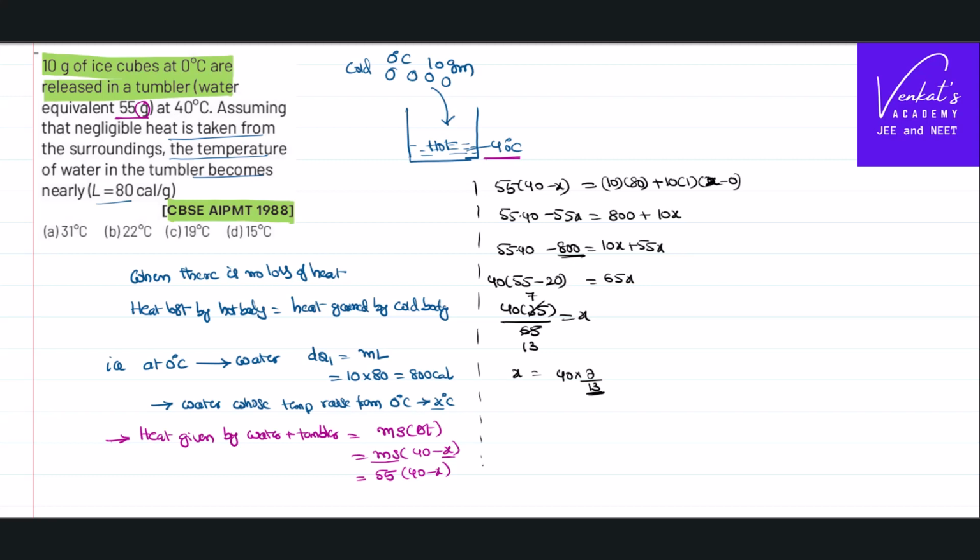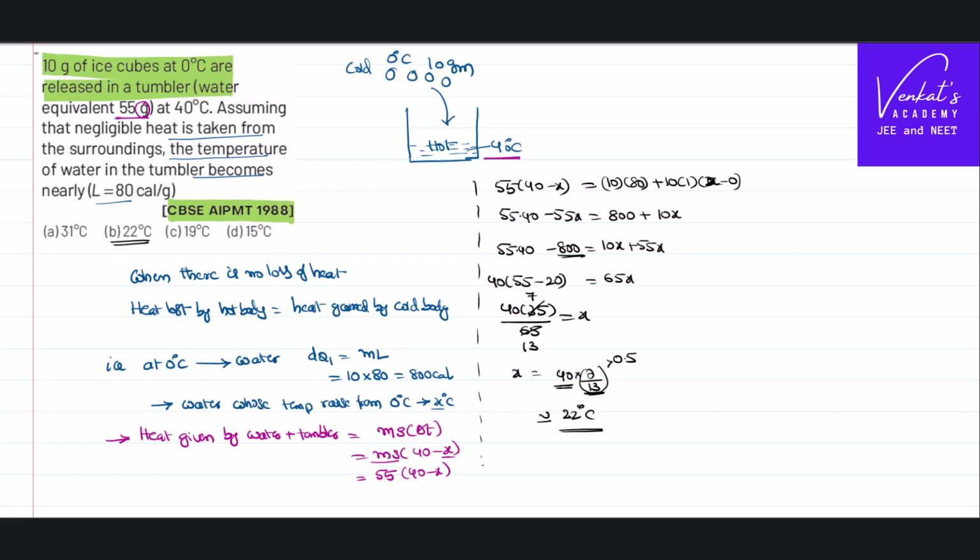If it is 14, 7 by 14 is half, the answer could have been 20. But it is 13, so it will be a little more than half. That is, I mean to say this 7 by 13 is going to be greater than 0.5. So your answer is going to be more than 20, a little more than 20. So the best possible answer that is more than 20 is 22 degrees centigrade. I need not even do the calculation. We can get that answer. That's how we get this answer.